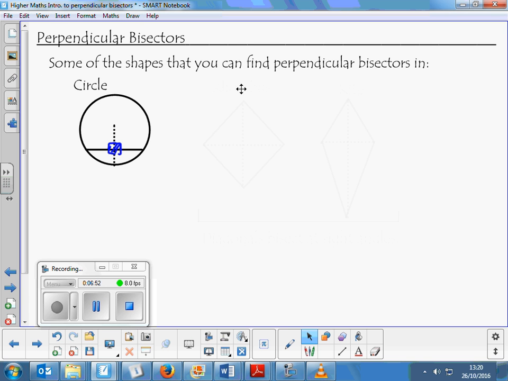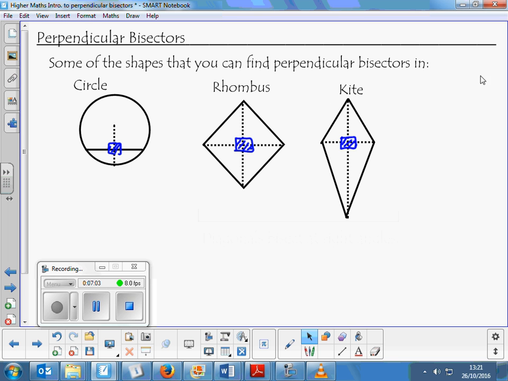Okay, where it also appears is in a rhombus. A rhombus, 4 equal sides here. We've got the diagonals of the rhombus cutting at right angles as well, or bisecting at right angles. And the same with our kite. Okay? So quite important to be aware of the shapes that come up and where the right angles appear. So you need to think about and remember even where the right angles are appearing.